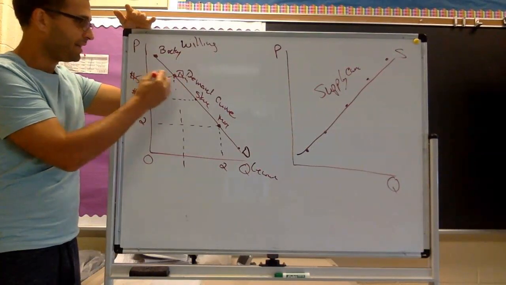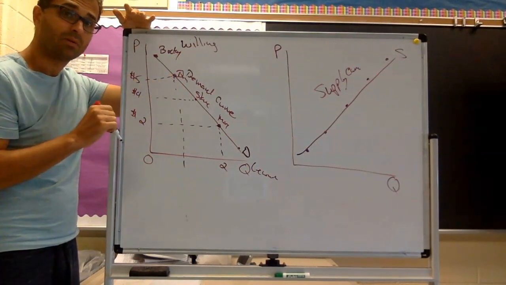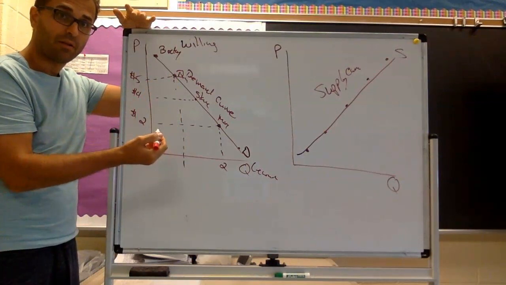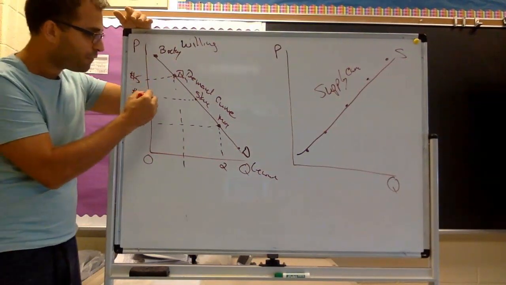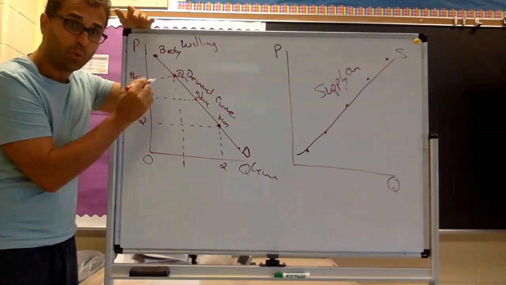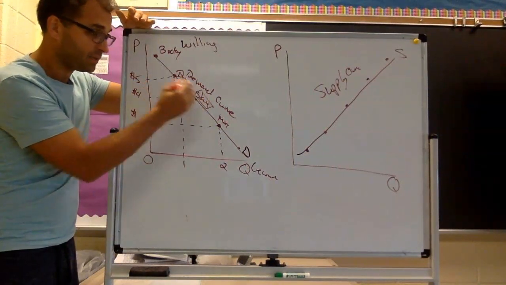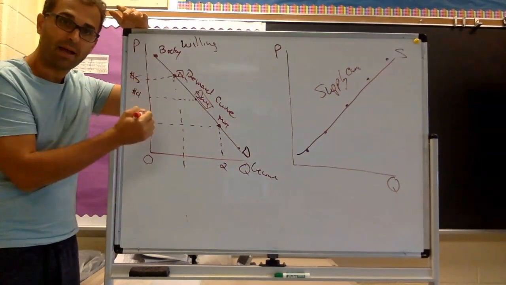But will Steve buy it at 5? No, he won't. Only John will buy it at 5. Let's do it again. If the price is $4, however, who will buy it? Steve will buy it because he's willing to pay 4. What about John? Will he buy it?